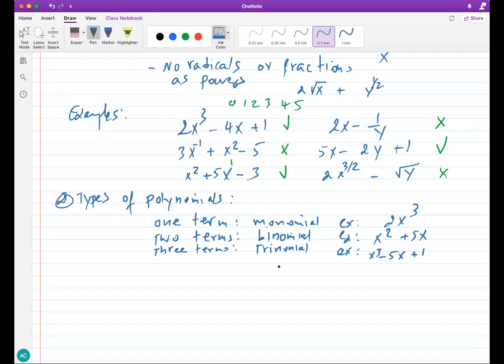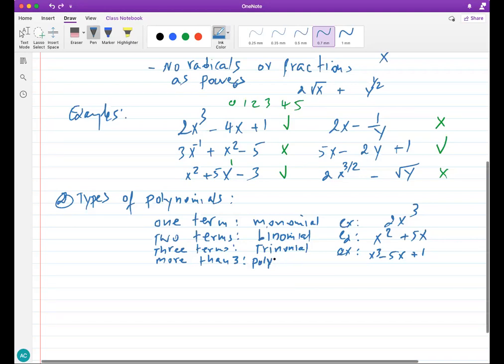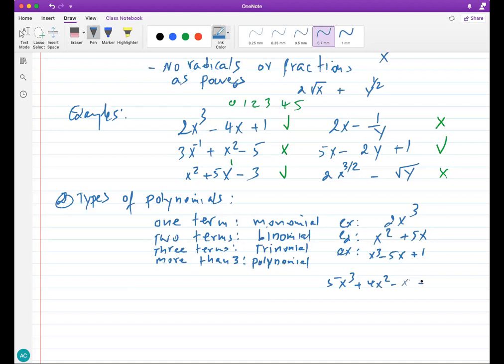And anything more than that, if you have more than three, we call that polynomial. So more than three would be called a poly. Poly is a prefix, means many. Poly means many. Mono means one. Those are Greek prefixes. Bi means two. And tri, three. Poly means many. So we can say polynomial, basically anything more than three terms. Okay, so these are the names of polynomials based on the number of terms they have.